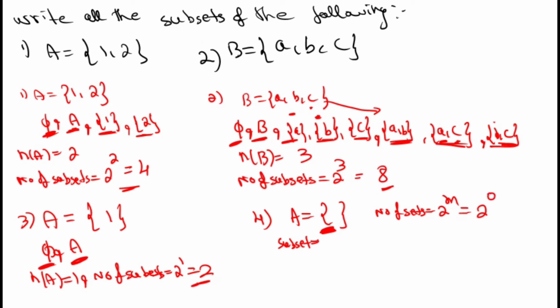0 means no element. What's the value of 2 to the power 0? Any number to the power 0, the value is equal to 1. Okay, what's the subset? It is the empty set itself. Here the empty set and the given set are the same, right? So there exists only one subset, that is the empty set. By the formula also, see, you are getting one subset. Okay, this is how to write the subsets for a given set.